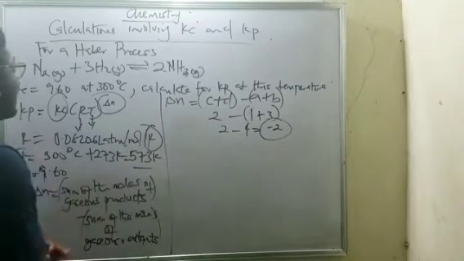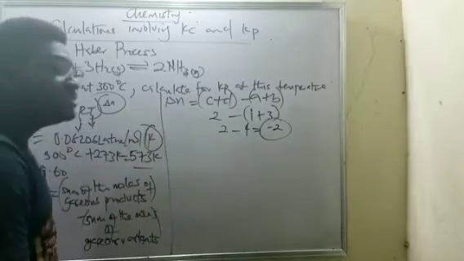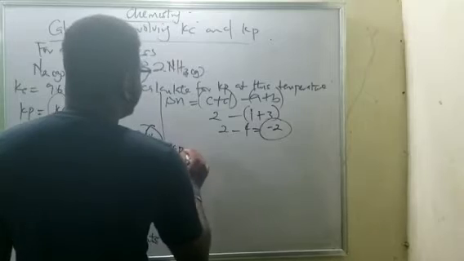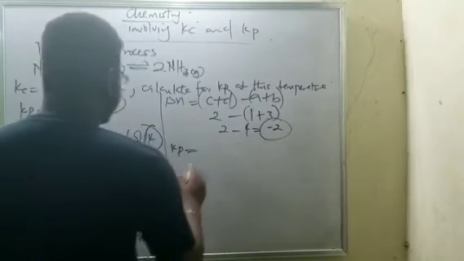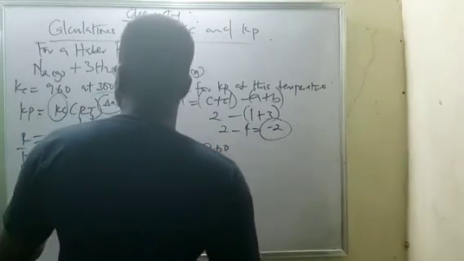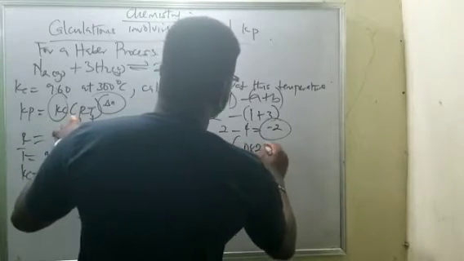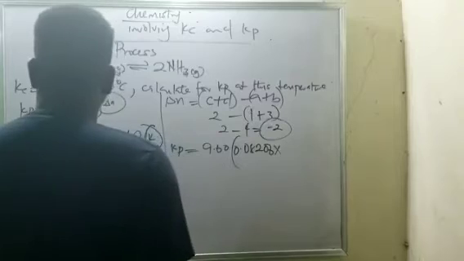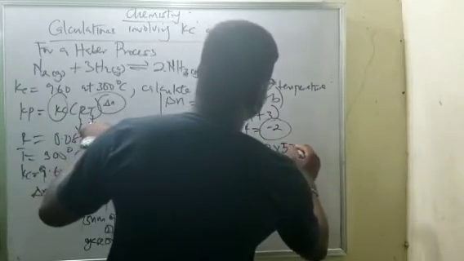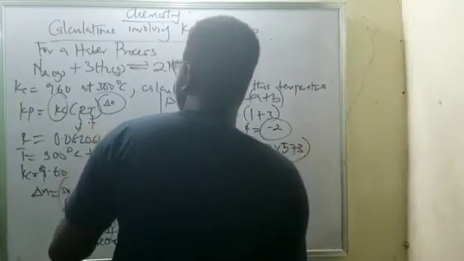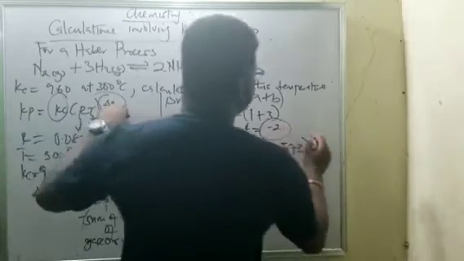So we have all the parameters that are needed. Let's just substitute these into our equation. So we have Kp is equal to our Kc, which is 9.60, times, in brackets, our R, 0.08206, times our temperature, 573 Kelvin, raised to the power of our delta n, which is minus 2.